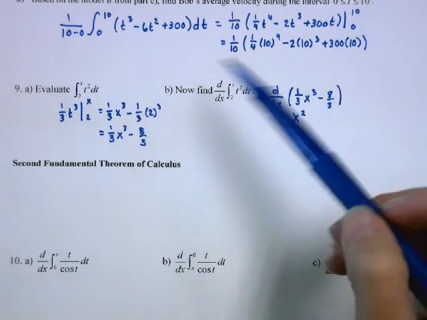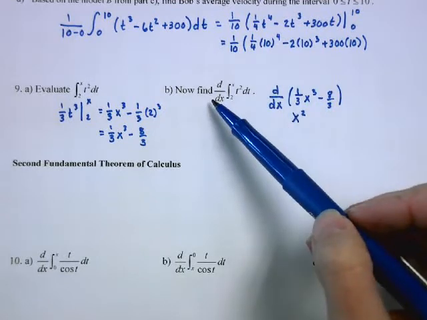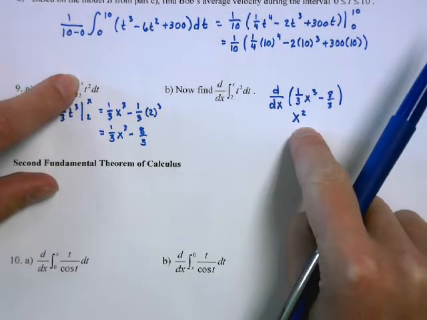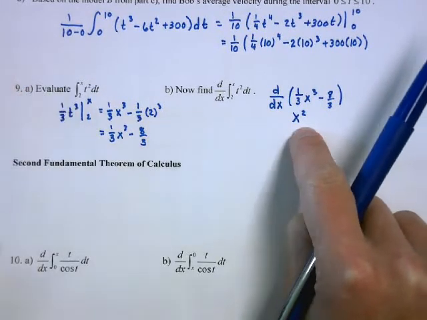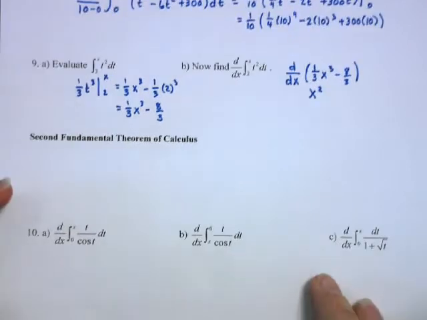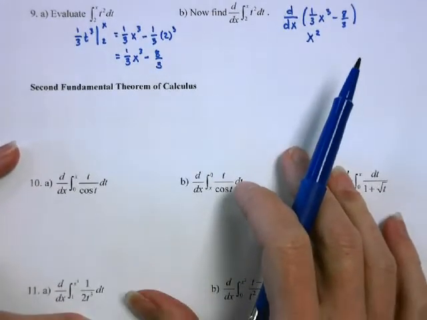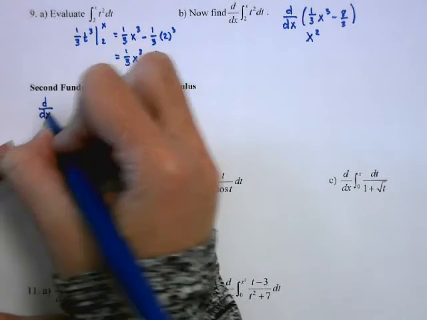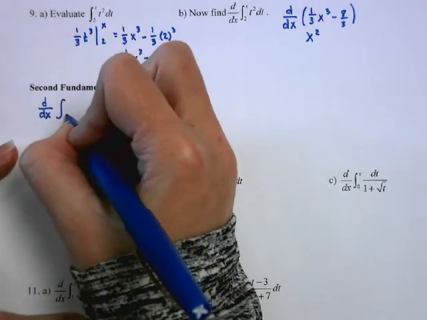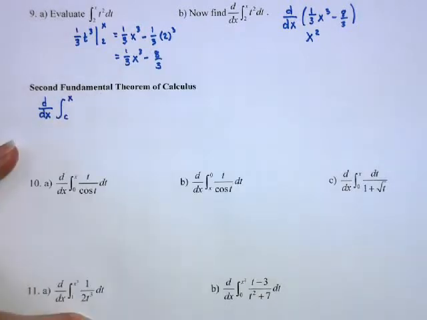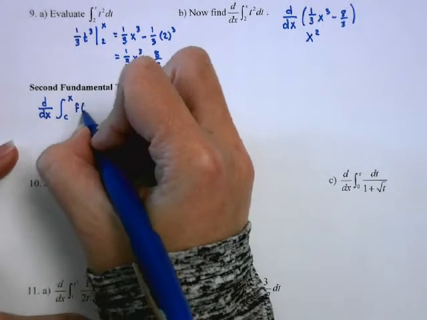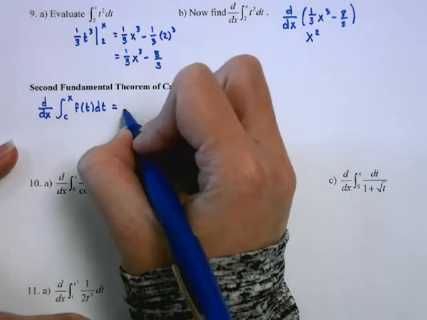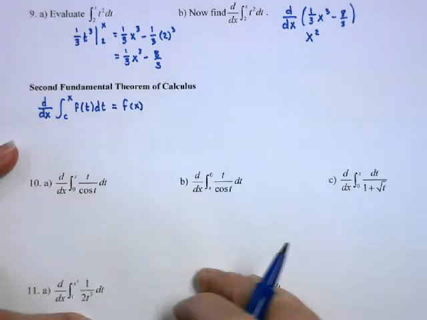So the point here is if I integrate and then take the derivative, we end up with the same thing that we started with, just with this variable instead of this variable. So this is the second fundamental theorem of calculus. It says that the derivative of the integral from some constant to x will just be f of x.